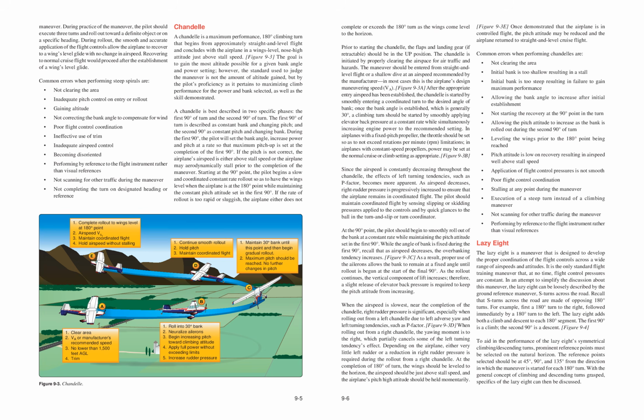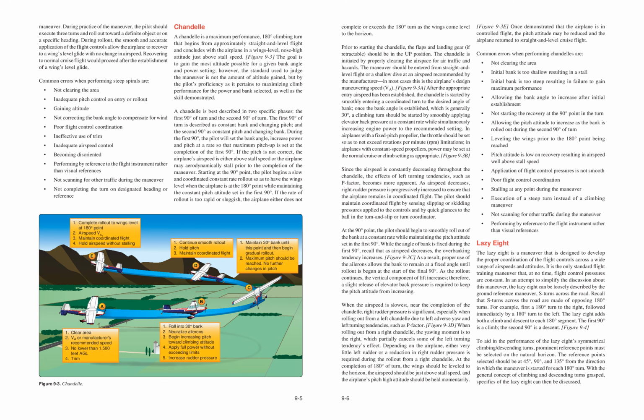In airplanes with constant speed propellers, power may be set at the normal cruise or climb setting as appropriate. Figure 9-3B. Since the airspeed is constantly decreasing throughout the chandelle, the effects of left-turning tendencies, such as P-factor, become more apparent. As airspeed decreases, right rudder pressure is progressively increased to ensure that the airplane remains in coordinated flight. The pilot should maintain coordinated flight by sensing slipping or skidding pressures applied to the controls and by quick glances to the ball in the turn and slip or turn coordinator.